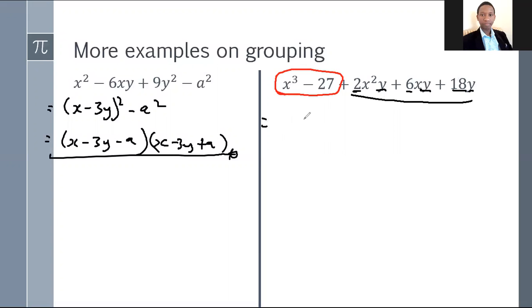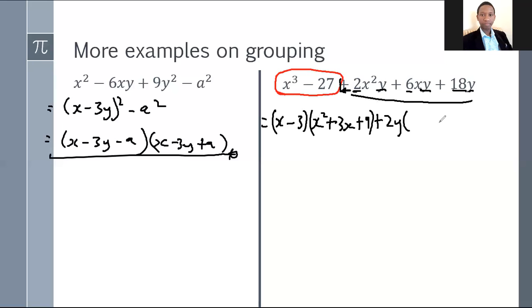Therefore, I can factorize the difference of 2 cubes. I know I've got to take the cube root of x cubed, that is x, minus the cube root of 27, I believe it is still 3. And then I know that what I've got to do next is to square the x, that becomes x squared. I swap the sign, that becomes plus. I multiply 3 and x, it becomes 3x. I square the negative 3, it becomes a positive 9. I put that plus here, and I take out the highest common factor, which is 2y.